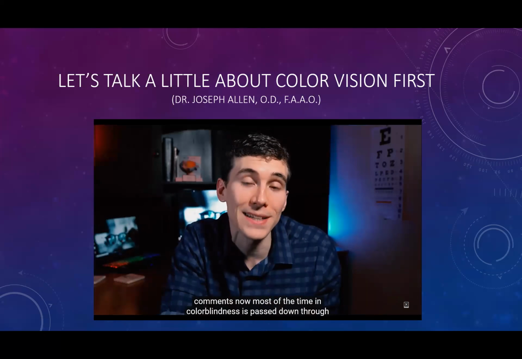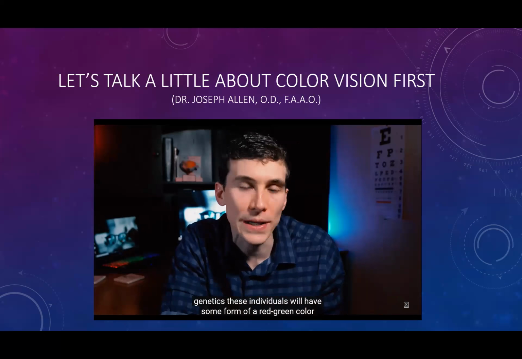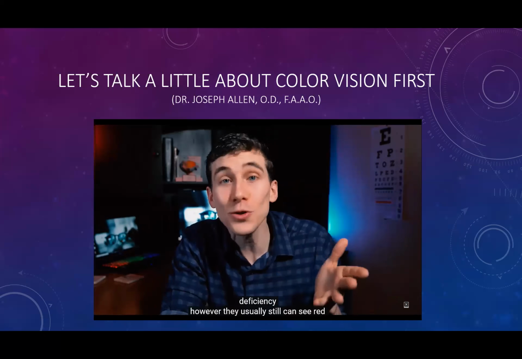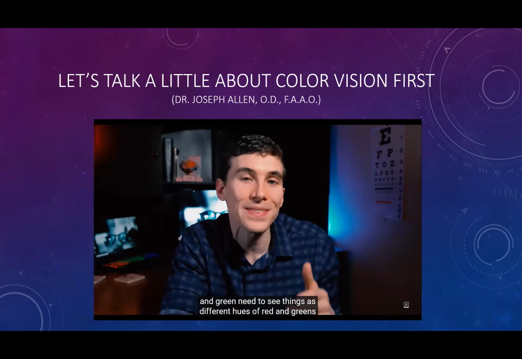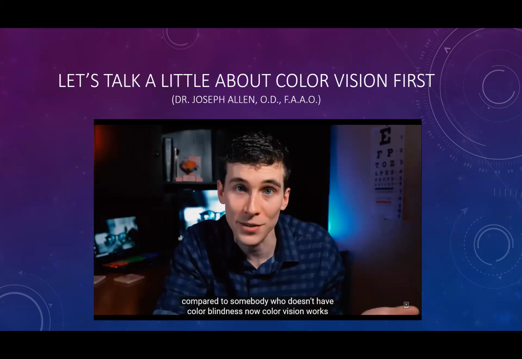Now, most of the time when colorblindness is passed down through genetics, these individuals will have some form of red-green color deficiency. However, they usually still can see red and green. They just see things as different hues of red and greens compared to somebody who doesn't have color blindness.